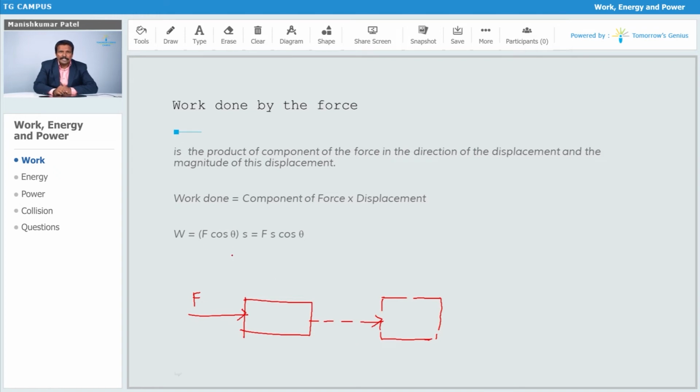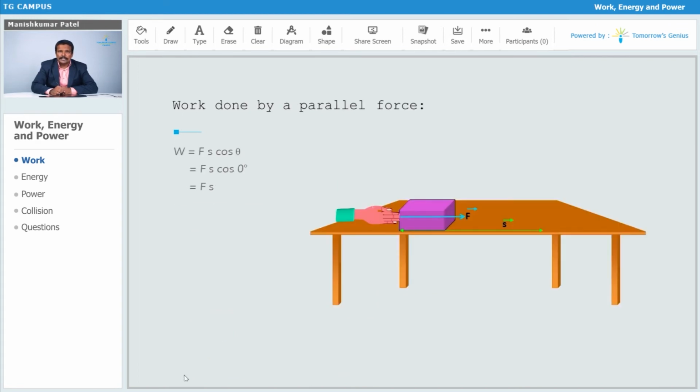Obviously it is not necessary that I will always apply the force in this direction only. The force might be an oblique one. So the work done is f cos theta into s, that is again fs cos theta. For example, if this is the displacement s and this is the force f, then for this particular case the value of theta is 0.